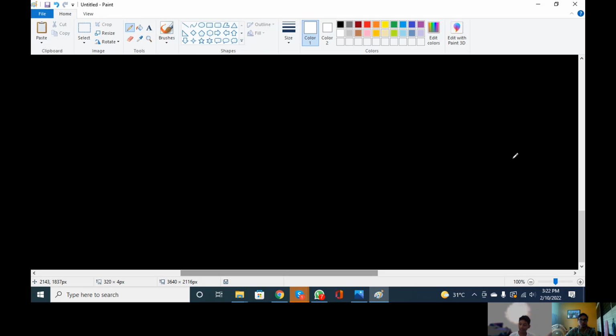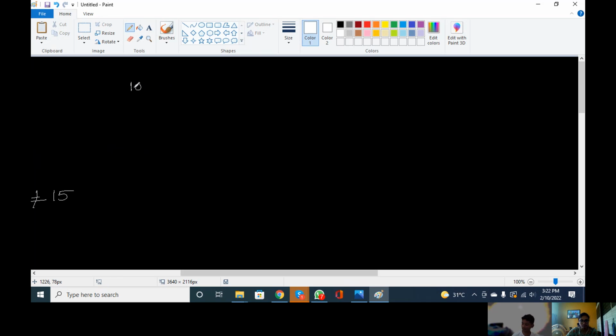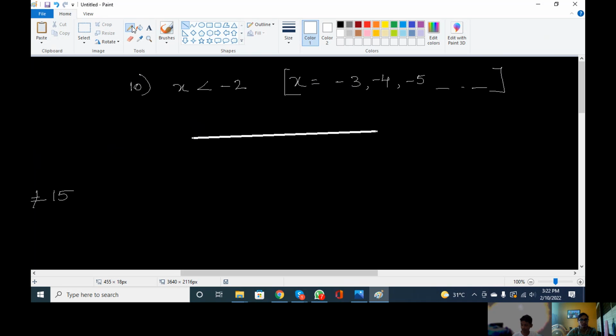Next, moving to the 10th question. X is less than negative 2. What are the x values, Manu? If x is less than negative 2, it means less than, so -3, -4, -5, and so on. Good. Draw a number line: 0 here, 1, 2, 3, -1, -2, -3 and -4. Near -2 put a circle, and less than means left side. Open the circle and keep it.